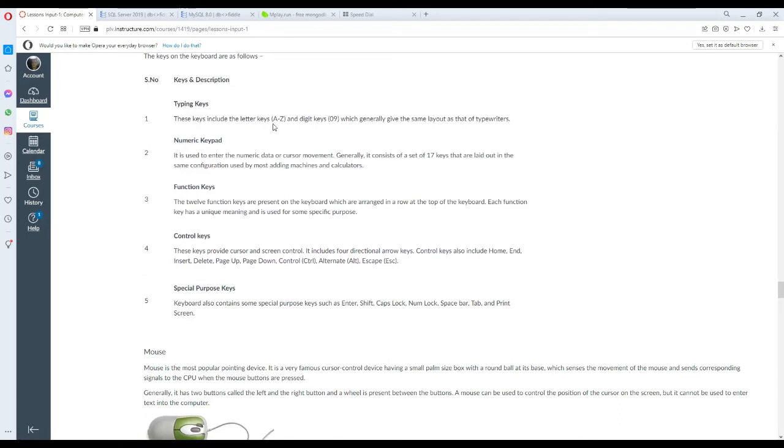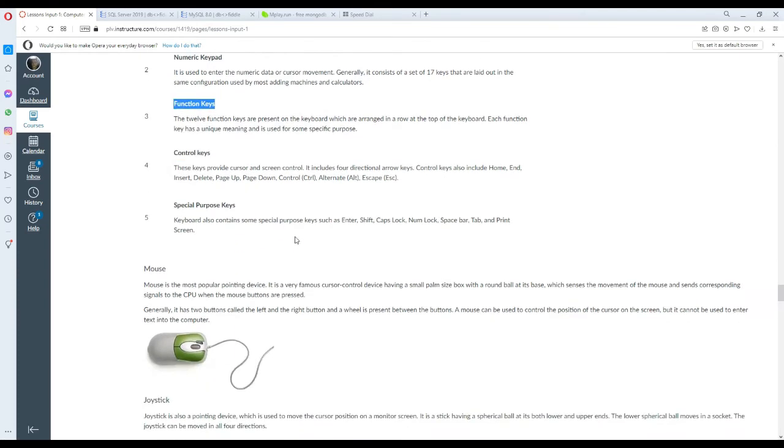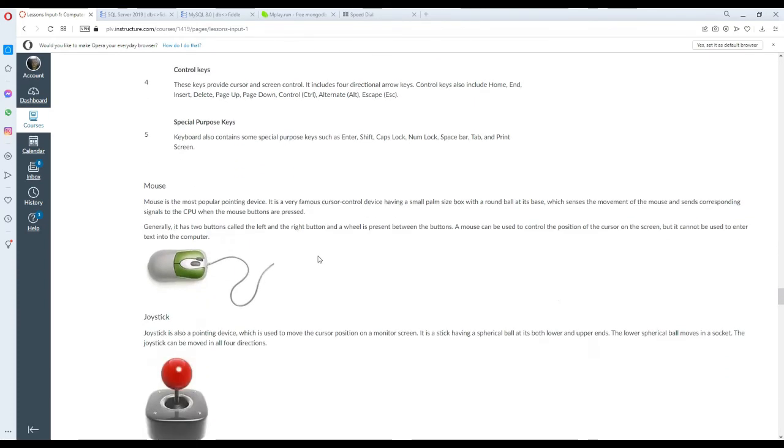We have the typing keys, A to Z and 0 to 9. We have the numeric keypad. Okay, we have the function keys, F1 to F12. We have the control keys, okay, and special purpose keys.